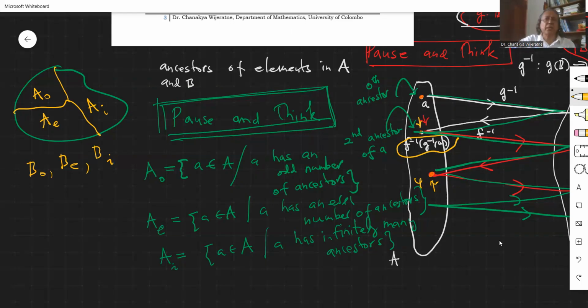So I want you to pause and think about this concept of ancestors and play with this concept, and then we'll do the proof.